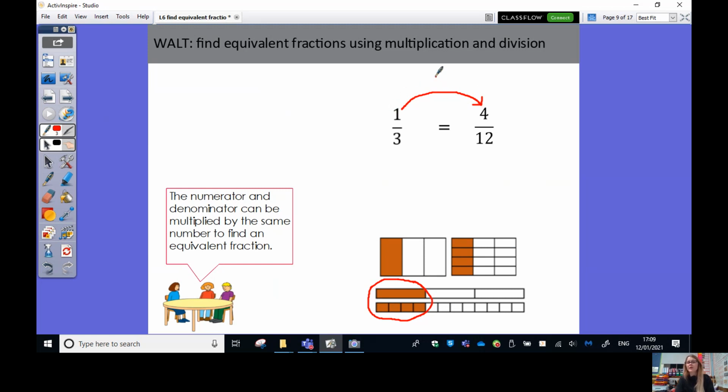1 times something equals 4. Hopefully you know that 1 times 4 equals 4. So my numerator has been multiplied by 4. So let's just check that this happens to the denominator as well.